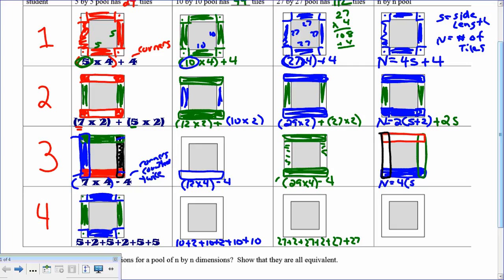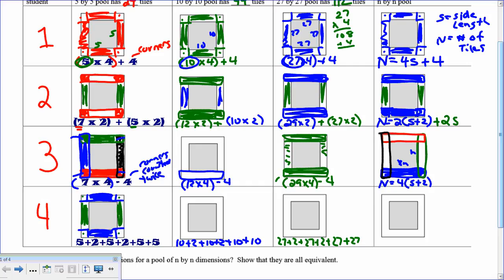This is going to be 4 times the side length plus 2, right? Because you're going edge to edge. So the s plus 2 is kind of like up here in row 2, where you got the side length, whatever it is, and then adding 2 to that, which means it's corners. And we do 4 all the way around.